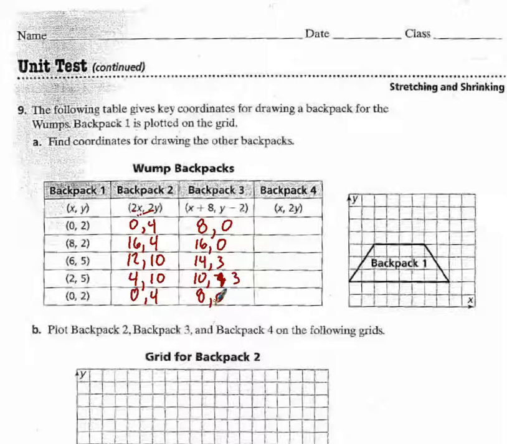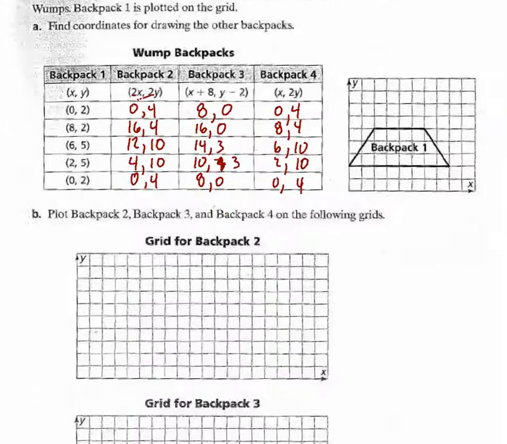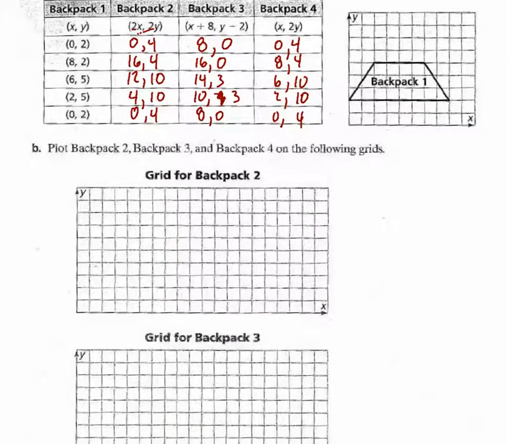Backpack 4. We have x stays the same. Well, that makes life easy. I'm just going to copy those down, right? And then we're multiplying y by 2. So we have 4, 4, 10, 10, and 4.